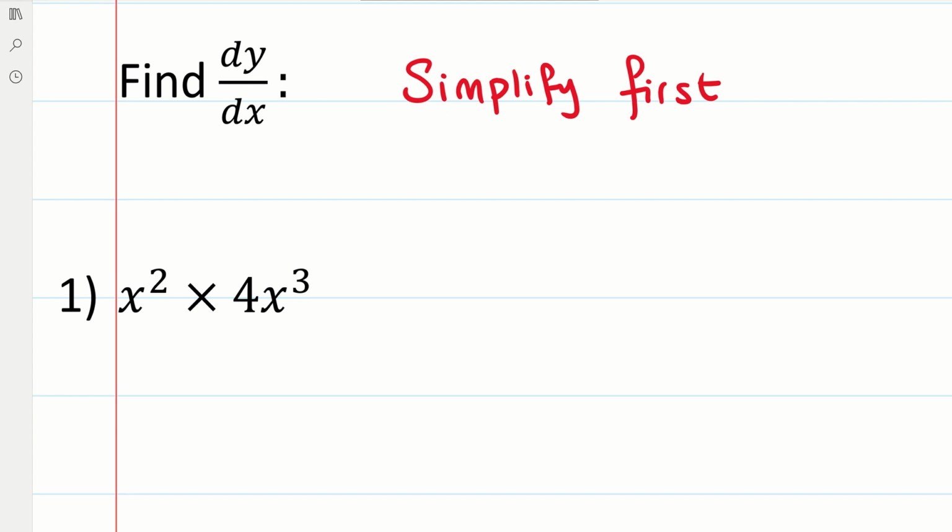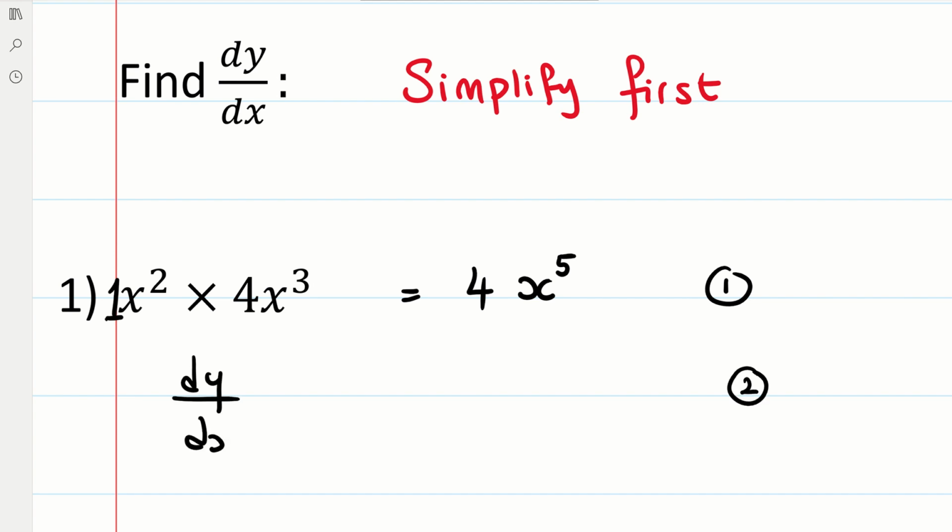So x squared times 4x cubed, of course that's a 1, 1 times 4 is 4. X squared times x cubed is x to the power of 5. So that's what I do first, before differentiating. And then I differentiate dy over dx. 5 times 4 is 20, x to the power of 4. So simplify first.